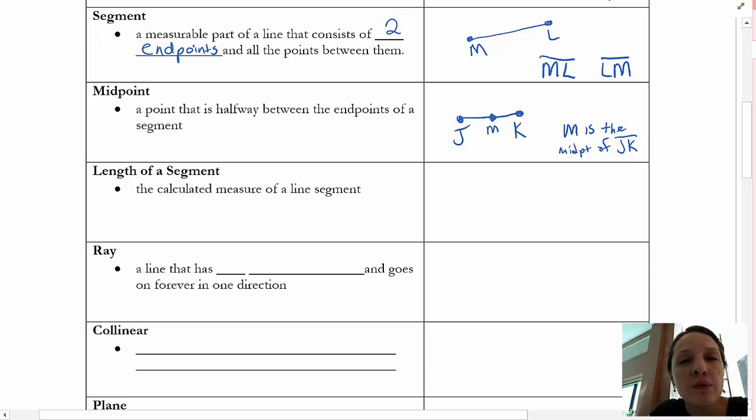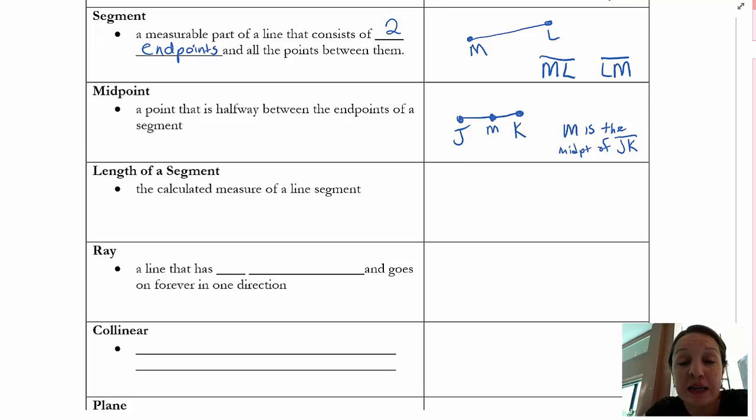Now, would a line have a midpoint? I know the answer. No, a line doesn't have a midpoint because a line doesn't have a measure, so it can't have a middle. A line goes infinitely in both directions. There's no middle in an infinite direction. So there you go. Now, what about the length of a segment?